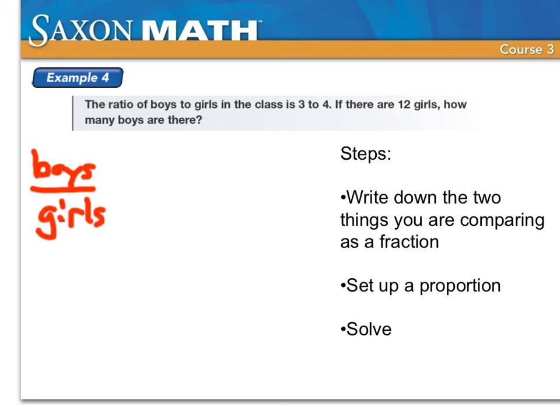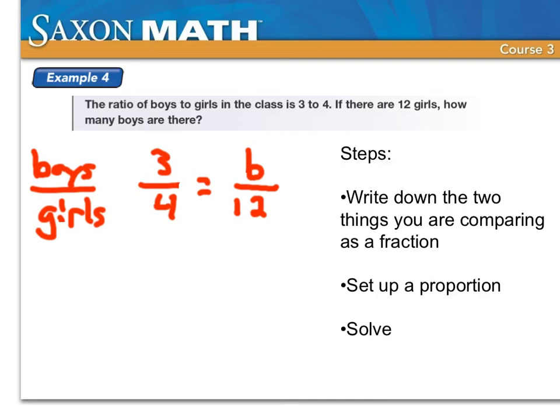Okay, step 2 says set up a proportion. Well, it says the ratio of boys to girls in the class is 3 to 4. So that's 3 boys for every 4 girls. I need to set that equal to another ratio. Well, this says if there are 12 girls, how many boys are there? So the 12 has to go on this girls line here. And I want to know how many boys. So I'm going to put a B up there for the boys. That's what I'm trying to figure out.